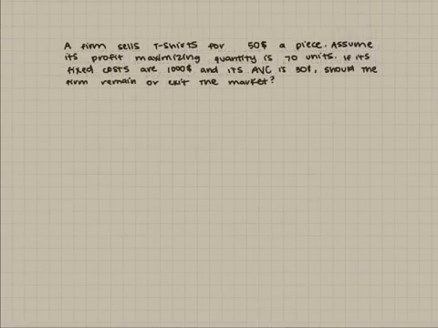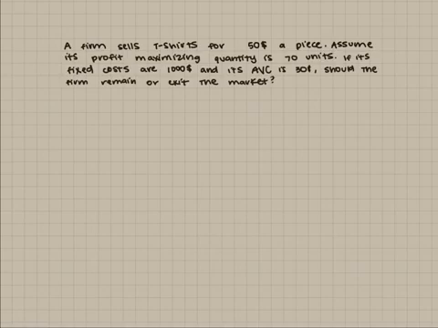Now it's time for you to practice. Read over this question and pause the video if you need and try to answer this question on your own. Okay, so let's read this question together. A firm sells t-shirts for $50 a piece. Assume its profit maximizing quantity is 70 units. If its fixed costs are $1,000 and its AVC is $30, should the firm remain or exit the market?